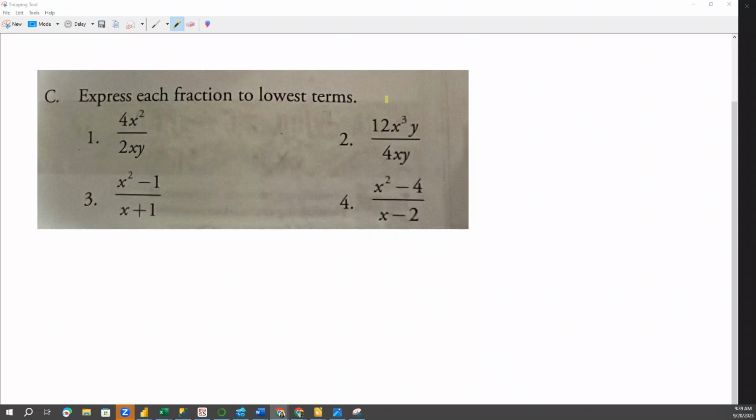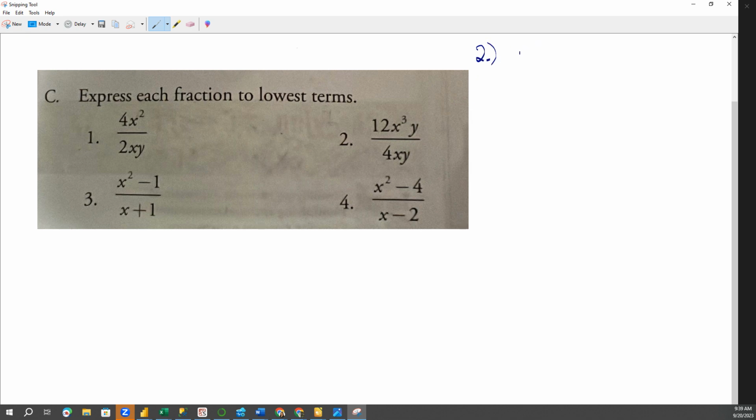So for letter C, the instruction here is to express each fraction to the lowest terms. When we say that, what that means is basically you need to simplify or factor out the numerator and then the denominator. And when you do that, whatever is in the numerator and denominator that are common, you can cancel. So for instance, for number two.